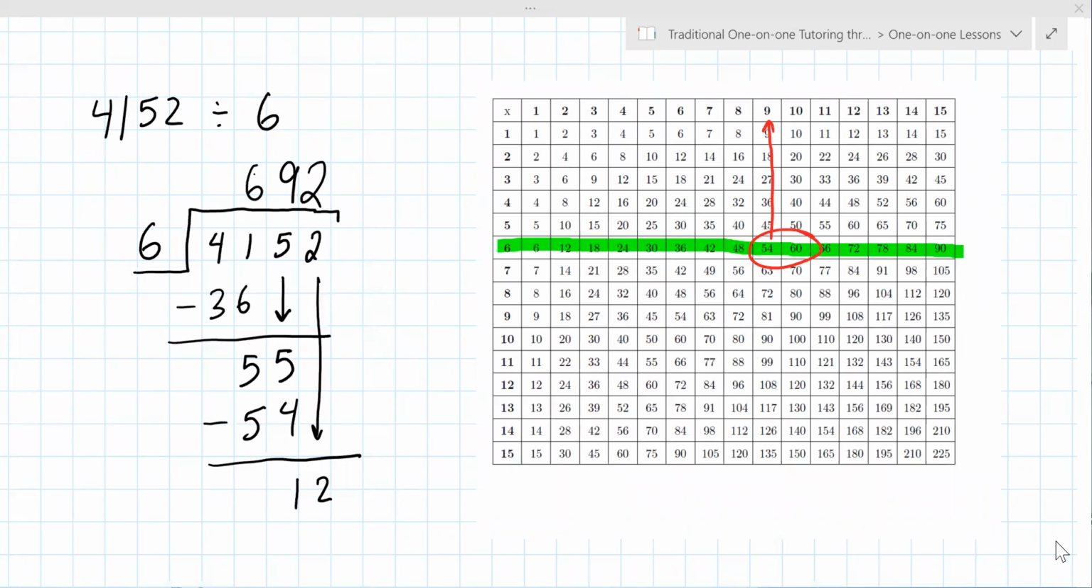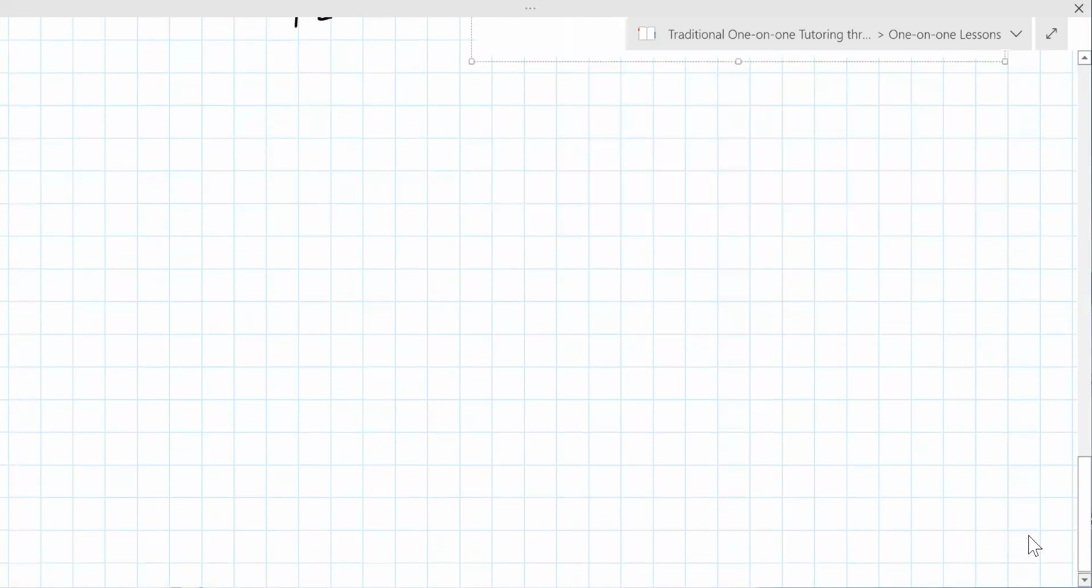Okay, so this is good. Just keep working these problems. Let's try another one here. All right, so this one is 3,696 divided by 7.